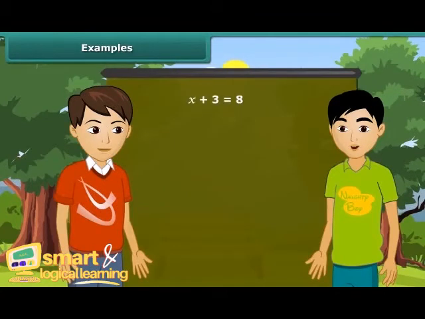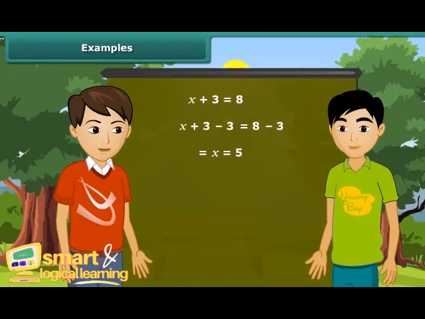Let us take an equation. x plus 3 is equal to 8. We shall subtract 3 from both sides of this equation. The new LHS is x plus 3 minus 3, which is equal to x. And the new RHS is 8 minus 3, which is equal to 5. Therefore, we get x as 5.